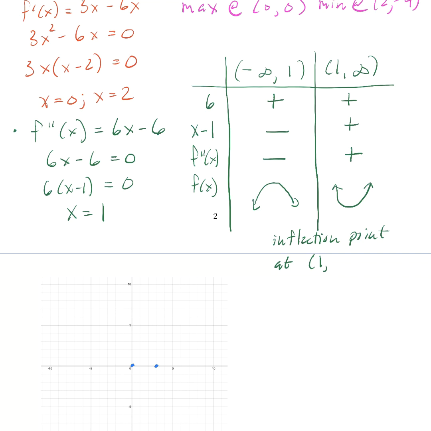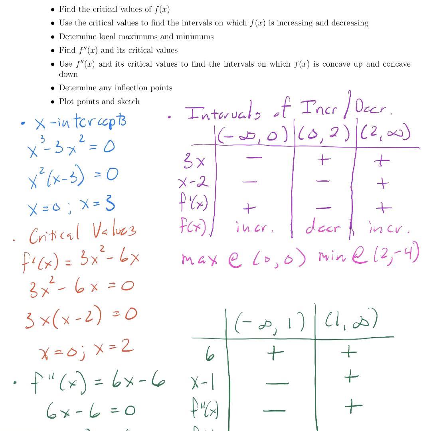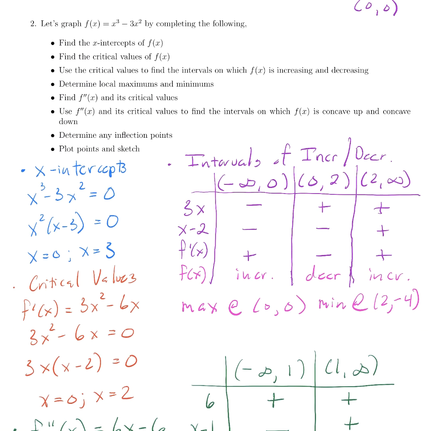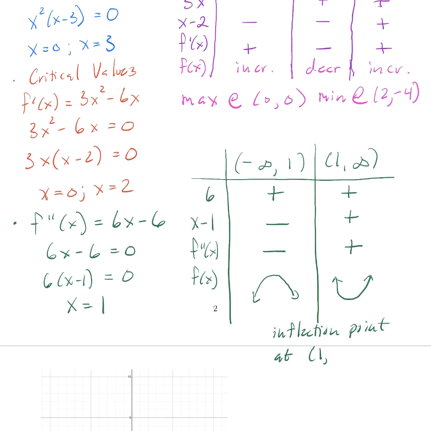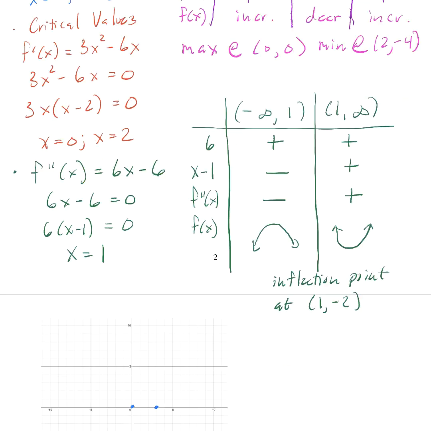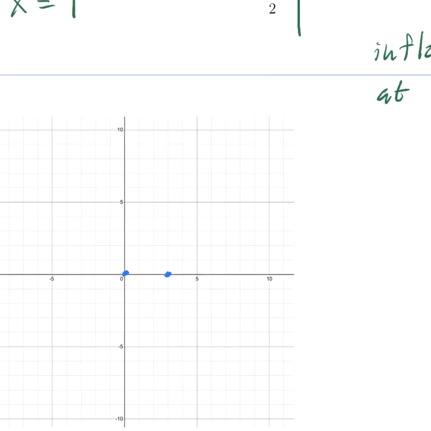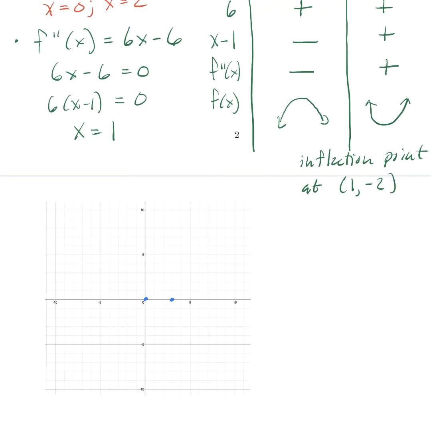at 1 comma, let's see, when we put 1 into our original function, we get 1 minus 3, so 1 comma -2. Okay, now I asked you to sketch this thing. I didn't do a really good job here of giving you the right axis to do this on, but we can do it. So we know we have an inflection point at 1, -2. That's a change in concavity right there.